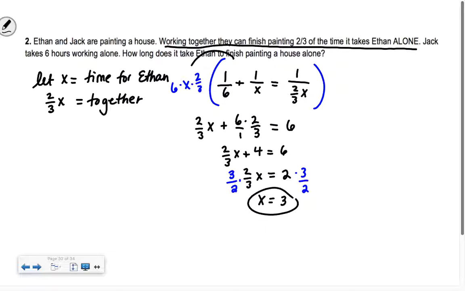All right, so some teachers make you write that final sentence. If you want to write a final sentence, that's fine. As long as you've defined what your x is and I know what you're solving for, I'm okay if you don't. So the final sentence would be, it takes Ethan 3 hours working alone.